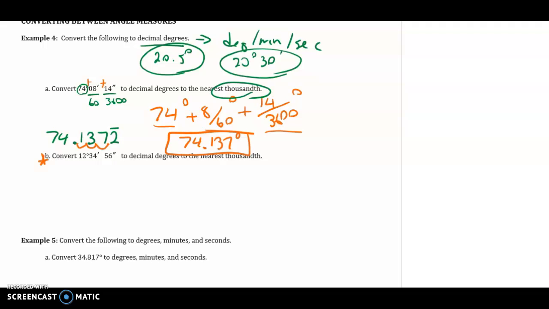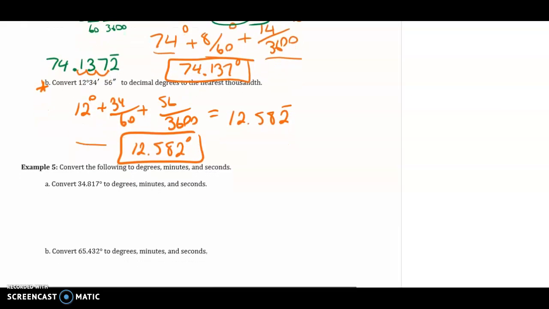Okay, go ahead and try this one and see what you get. Okay, so you should have gotten 12.582 degrees. And again, it's just the same thing as this degrees, minutes, and seconds form. It's just showing it in a different form. Okay, now we're going to go the other way. We have it in decimal degrees, and we're going to go to degrees, minutes, and seconds.